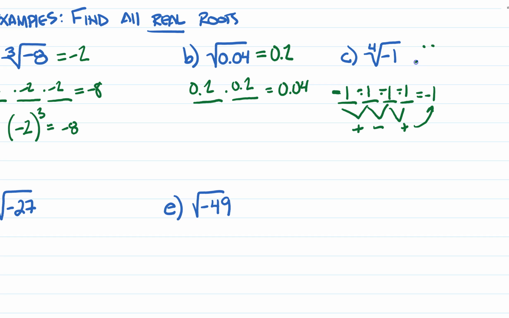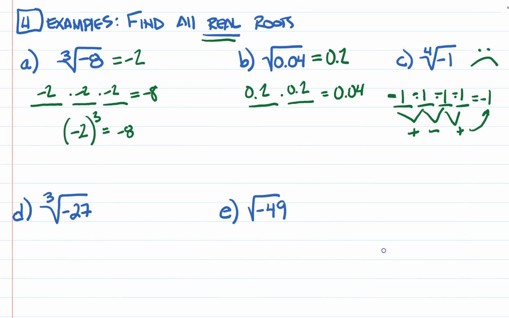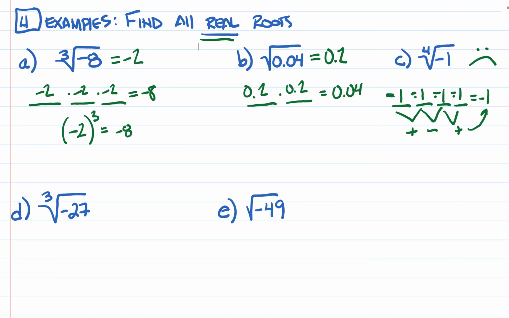So you know what? This one has no real roots. And the problem says find all the real roots. Well, that one doesn't have one, so I put a little sad face there because there is no number multiplied by itself to give us back -1 4 times.